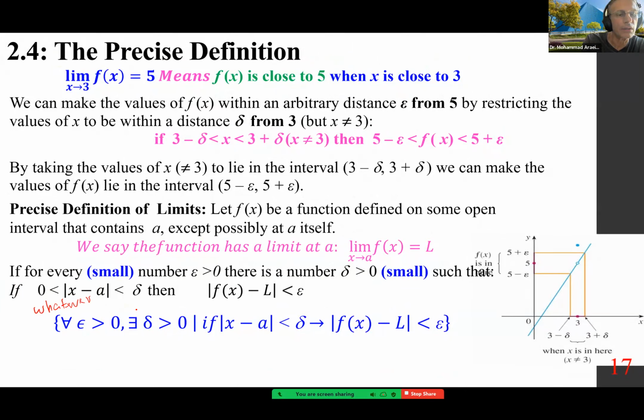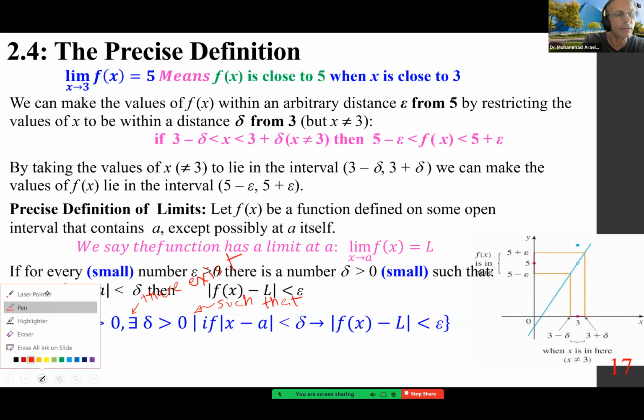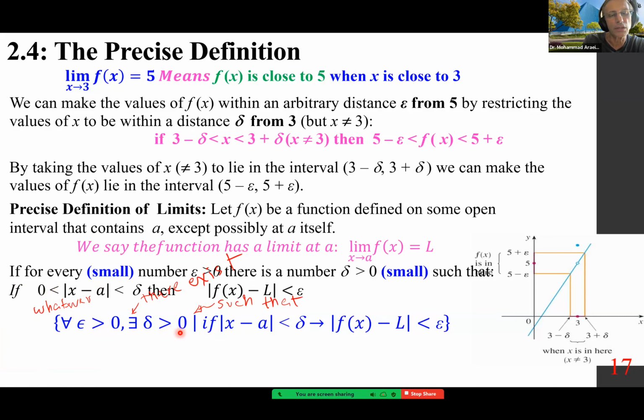Whatever the value of epsilon. This means there exists, and this means such that. Those are the symbols in math. I'm going to repeat that. Whatever the value of epsilon larger than 0, there exists a delta larger than 0, such that if the absolute value of x minus a is less than delta, therefore the absolute value of f of x minus L is less than epsilon.